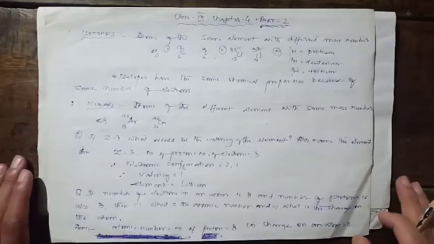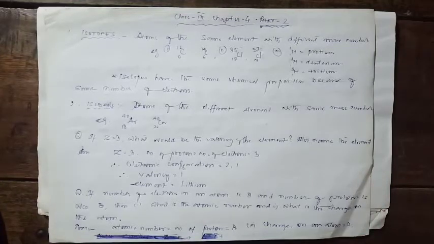Hello students. In this lecture, we'll discuss our chemistry chapter 4, structure of atom part 2. In this lecture, we'll continue with isotopes and isobars, and then after that we'll solve some problems based on the previous discussion and today's discussion.